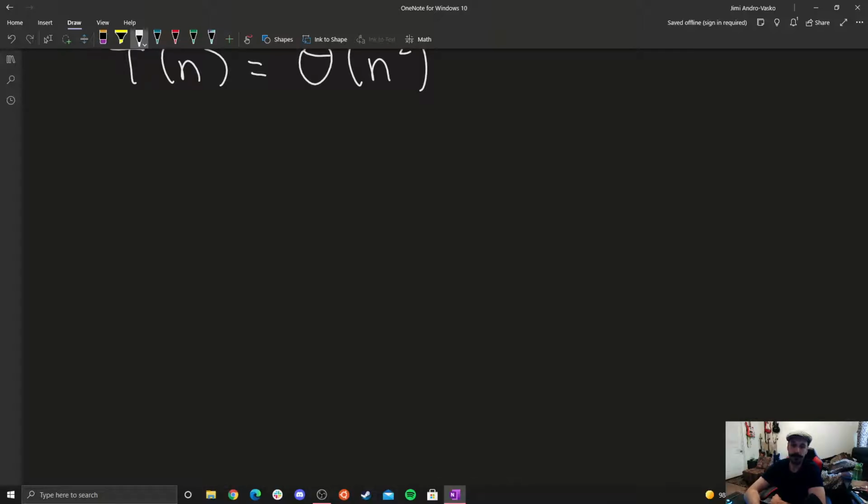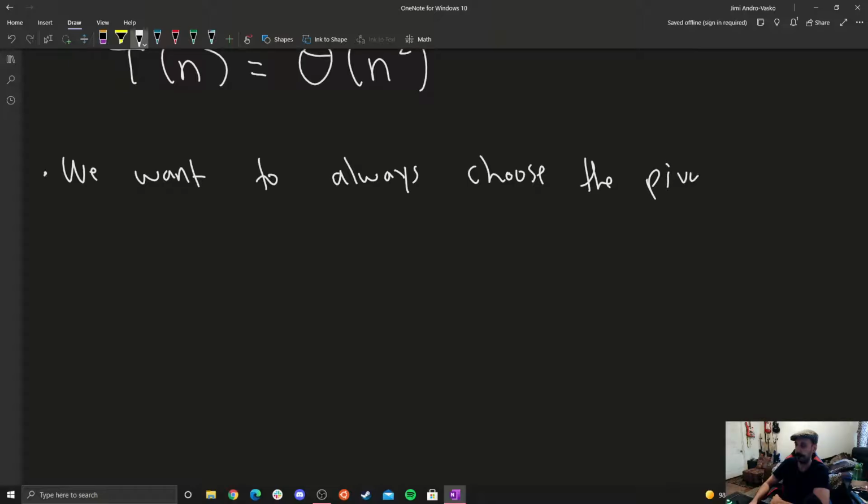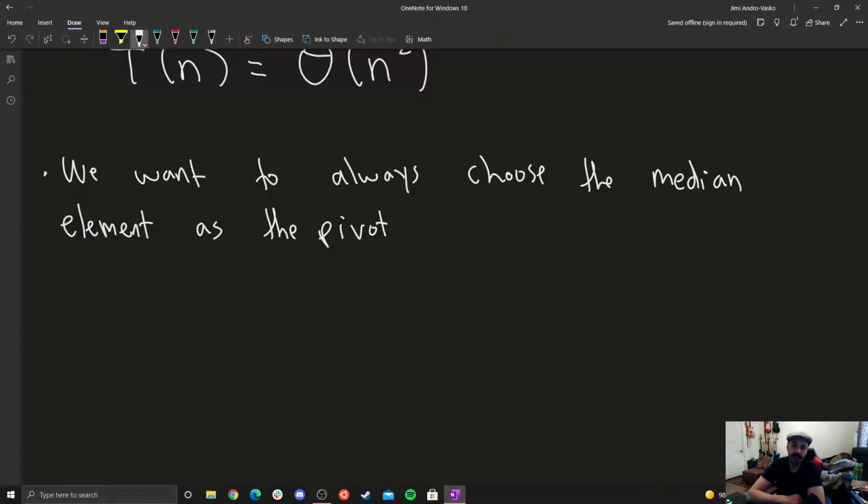So the idea is we want to always choose the median element as the pivot. Now, of course, it doesn't have to be exactly the median, but if it is the median, then we really have a very good scenario. So now, how do we actually achieve this?